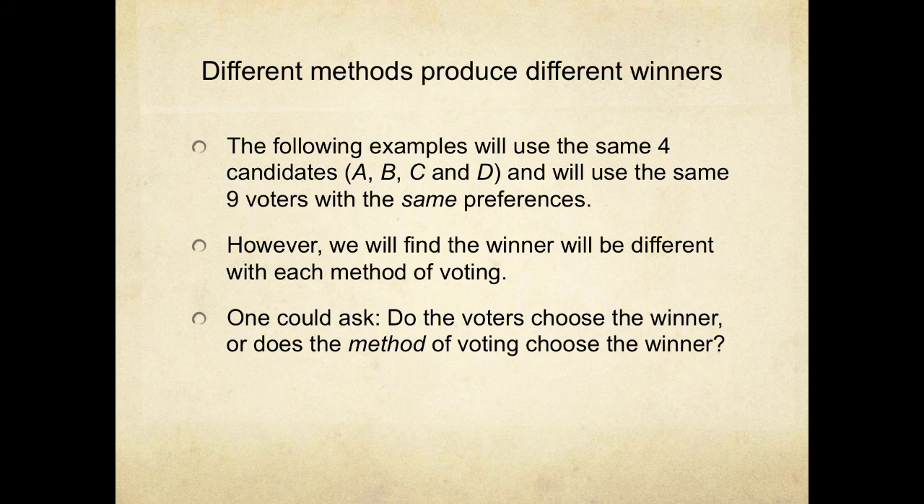So we could ask, is it the voters that are really choosing the winner, or was it the method of voting that's actually choosing the winner? So each method has its own fundamental flaw, and different methods produce different winners. It's a sort of distressing discovery, but I hope to put some sort of positive perspective on that as we go through and at the end.